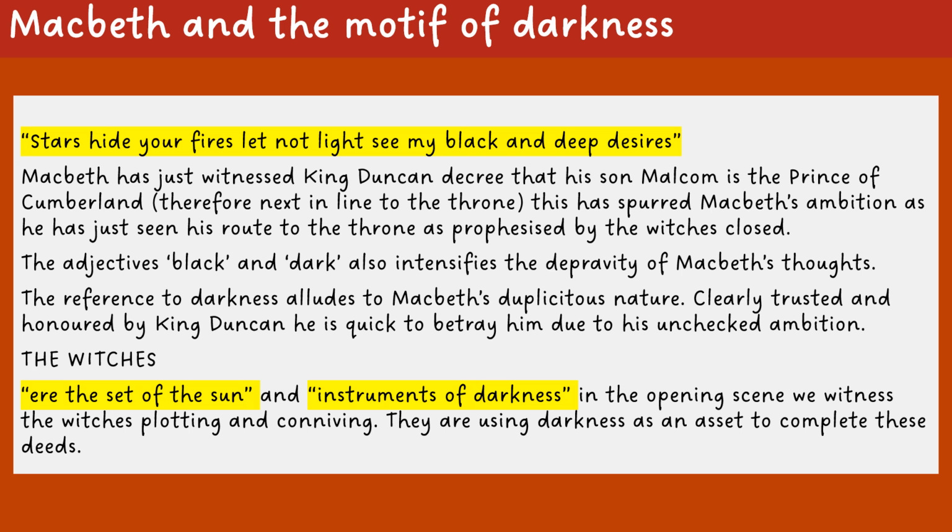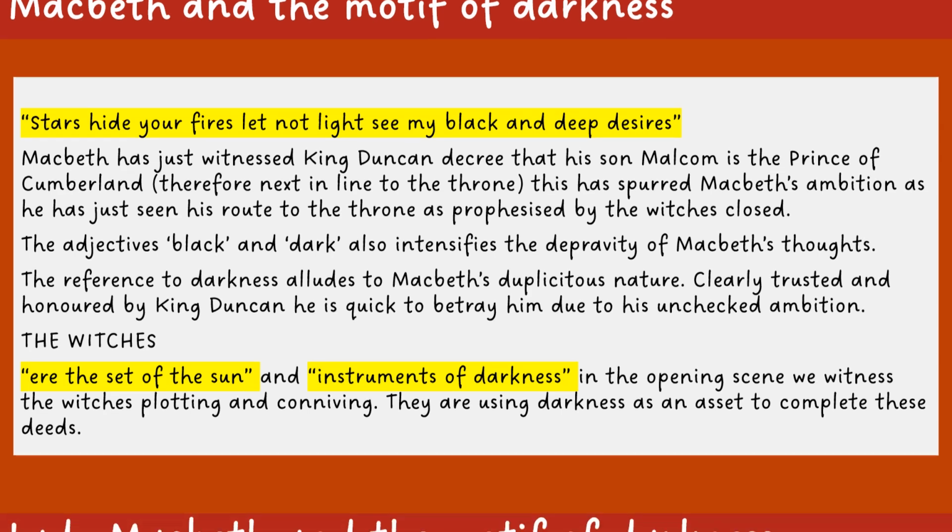We've also got Banquo describing the witches as being instruments of darkness. And this link between Macbeth and the witches is what is so crucial, because both sets of characters, the witches and Macbeth, are using darkness as an asset to complete their deeds, which obviously means that Shakespeare is trying to prove how these characters are inherently evil.